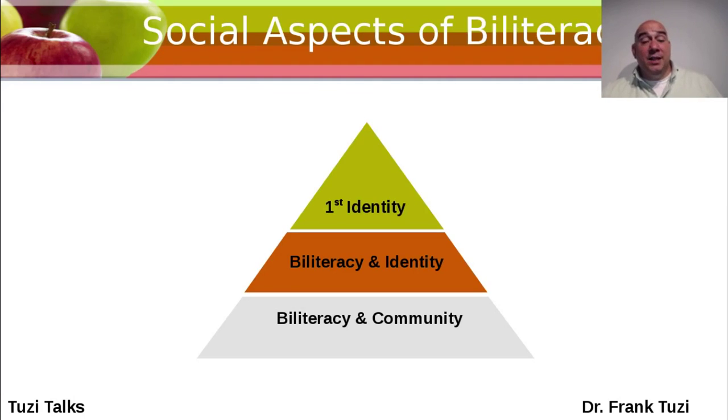In addition to biliteracy, there's also a social aspect of identity. And we talked a little bit about this before, but when you learn a language, you learn an identity that goes with it. When you learn a language, you learn a culture that goes with it. Culture and language are inseparable, and in the same way, so is identity. And so as a person learns a first language, they're going to get a first identity.